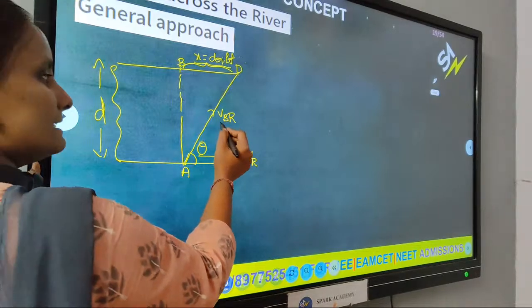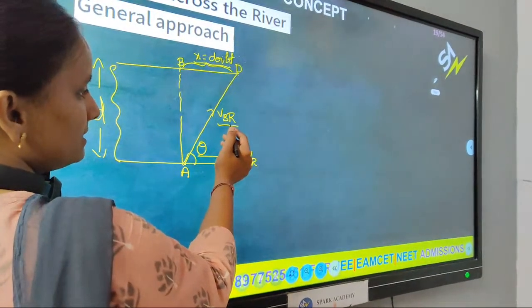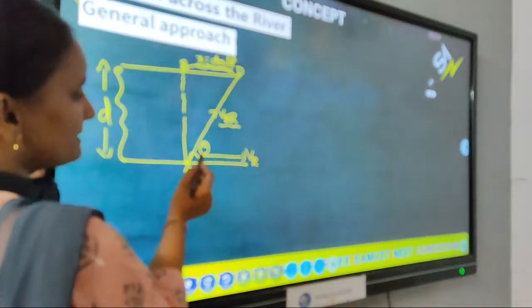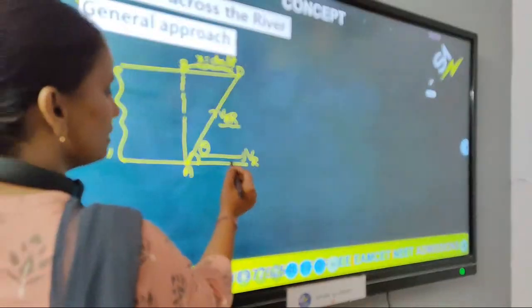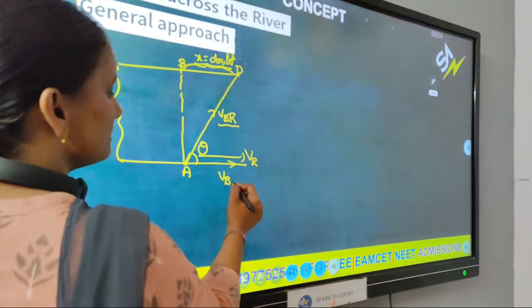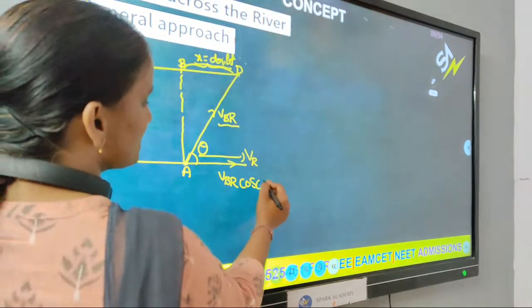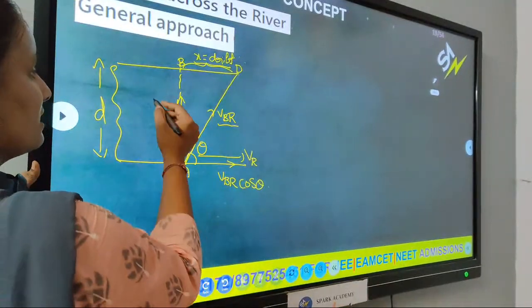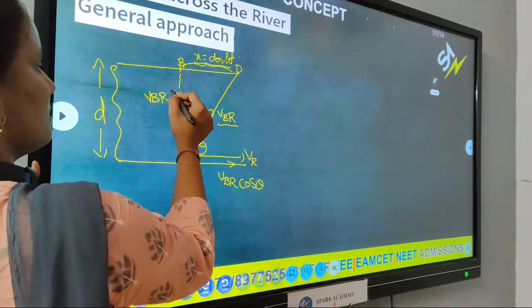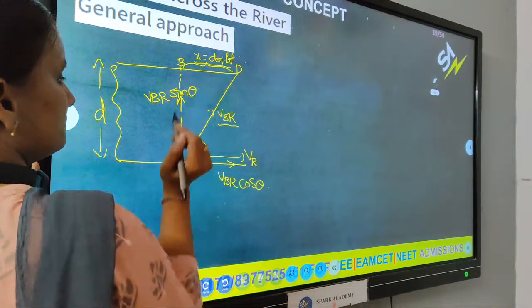Here this velocity vector resolves into its components as it is making angle theta with the horizontal. The horizontal side is VBR cos theta, and opposite to that angle, this side is VBR sin theta.